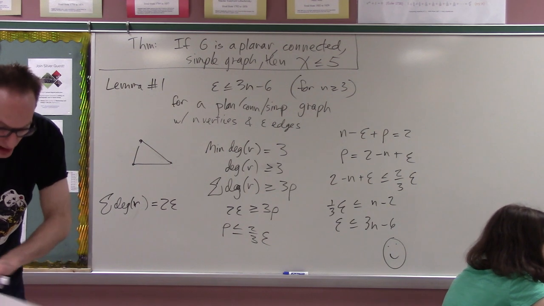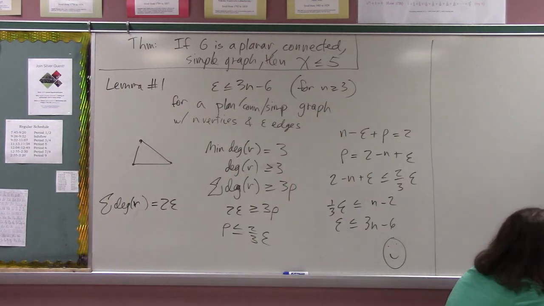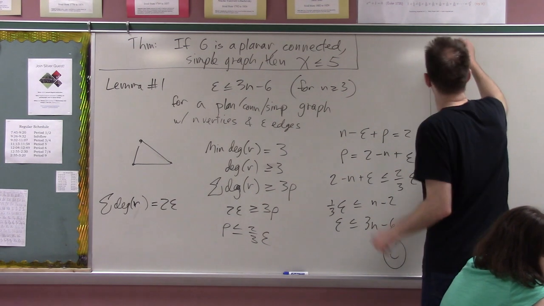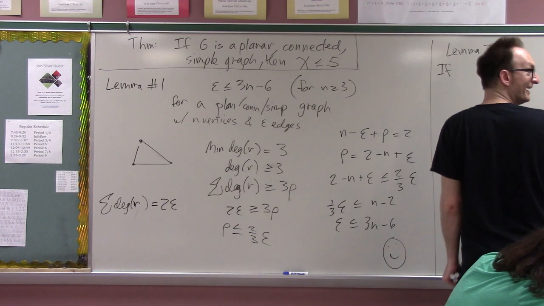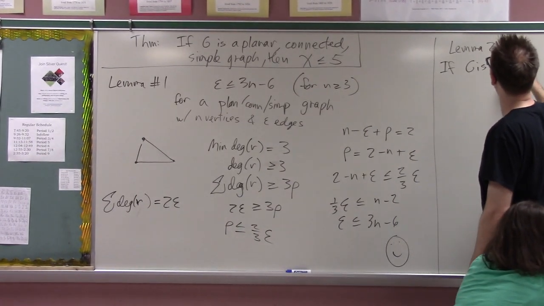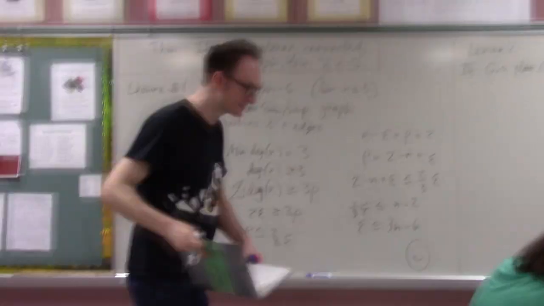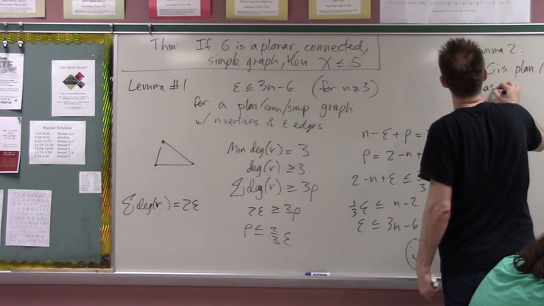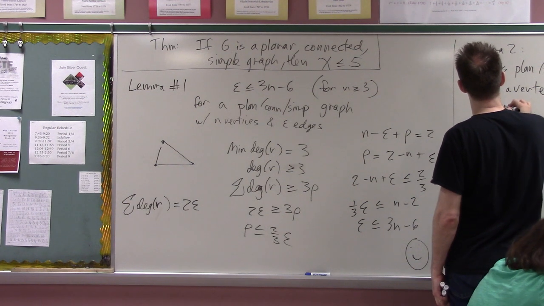Well, lemma number two, in order to prove that every graph is five colorable, is just that, look, if you don't have too many edges, then there has to be a vertex somewhere with not too many edges adjacent to it. So lemma two says that if G is planar, simple, connected, then G has a vertex, let's call it vertex W, where the degree of W is less than or equal to 5.